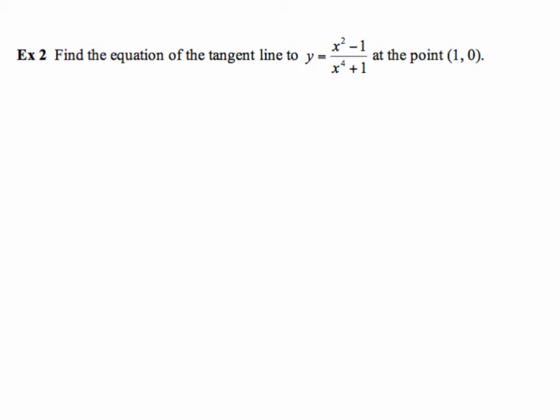Example 2 says find the equation of the tangent line to y equals x squared minus 1 divided by x squared plus 1 at the point 1, 0. So the numerator, we'll call the numerator our f function and the denominator the g function. So the first thing I need to do is take the derivative of y, because the derivative of y is the slope of the tangent line.